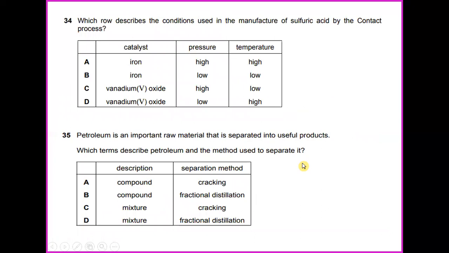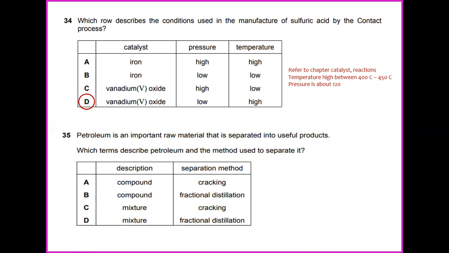Which row describes the condition used in the manufacture of sulfuric acid by the contact process? So the answer for this would refer to the chapter on catalyst reaction. Temperature is high, between 400 Celsius to 450 Celsius. And the catalyst used is vanadium oxide. And the pressure is only about 120. So the answer will be D.